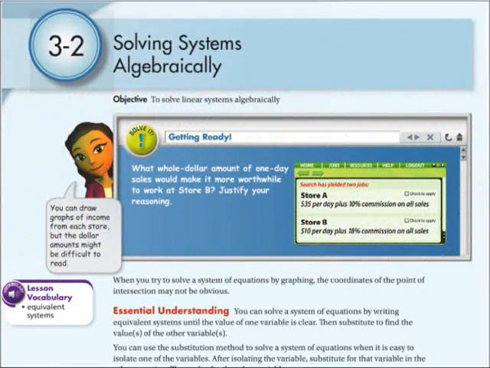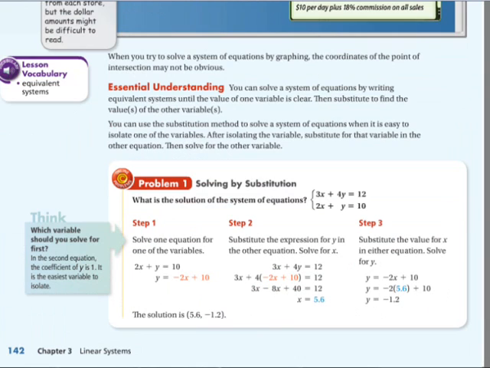All right, Chapter 3, Section 2. In Chapter 3, Section 1, we looked at solving systems using graphs and tables. Here we're going to look at solving systems algebraically. So same kind of stuff, just a different way to solve. You learned this in Algebra 1, so this video is going to be brief.